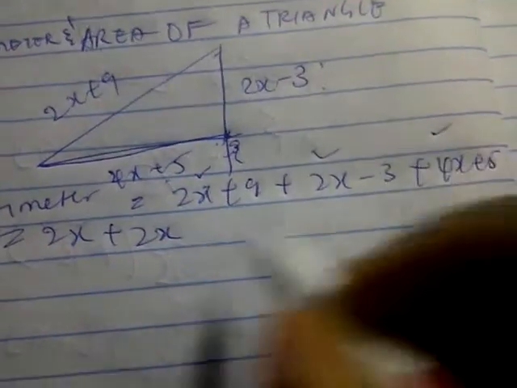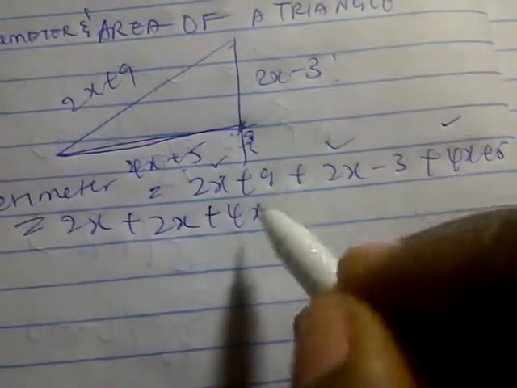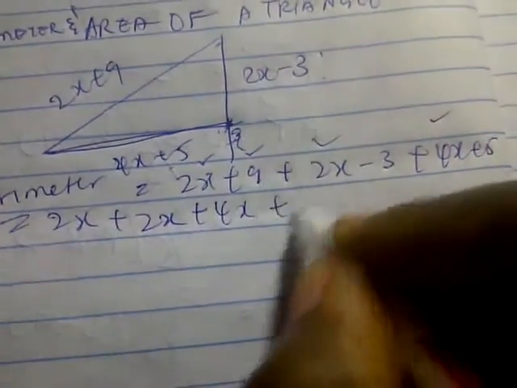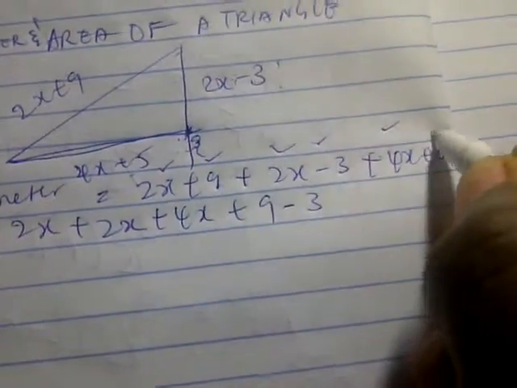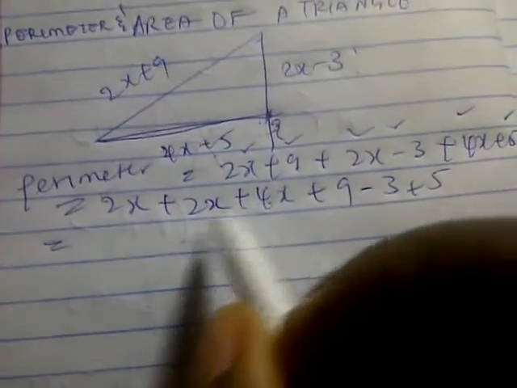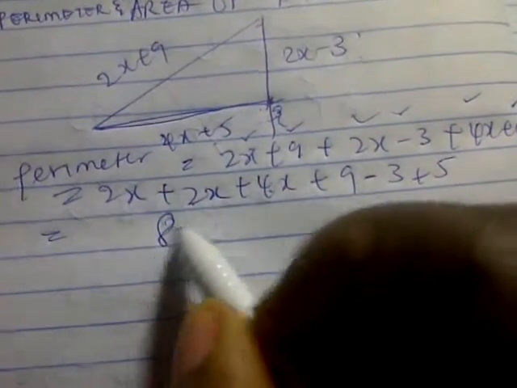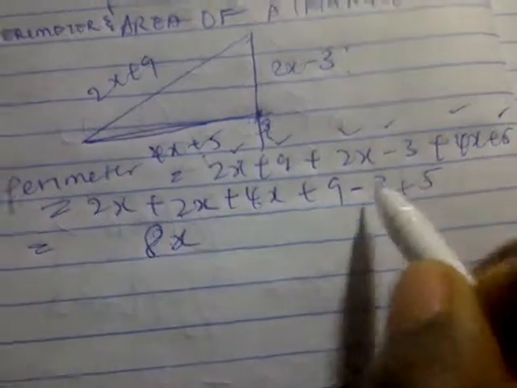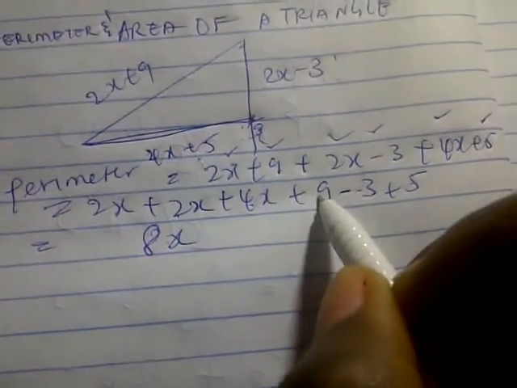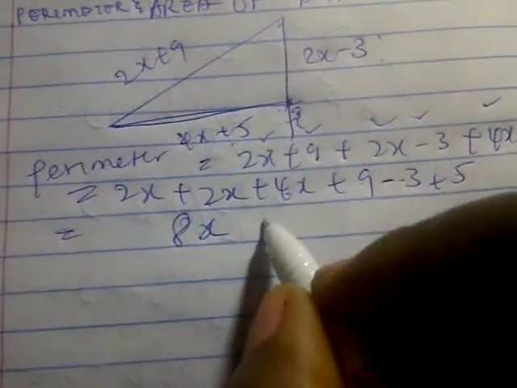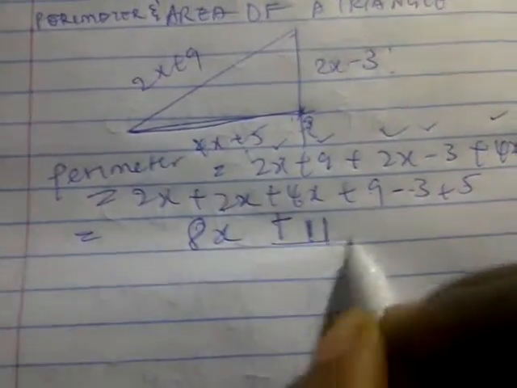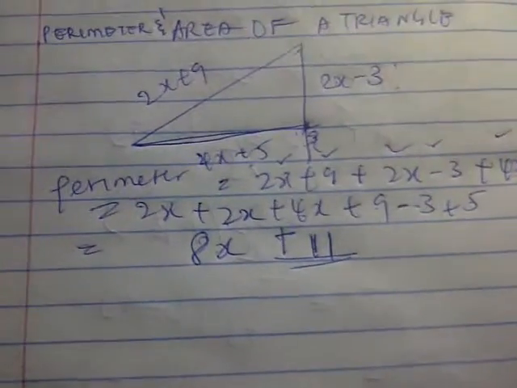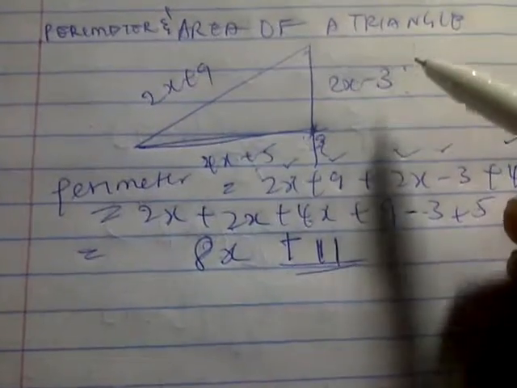Now you have plus 4x here. Okay, now you have plus 9 here, minus 3 here, and plus 5 here. Now this is going to give us 4 plus 2 is 6, 6 plus 2 is 8, so you have 8x. 5 minus 3 is 2, 2 plus 9 is 11. So plus 11. Okay, so this is how we calculate the perimeter of a triangle.